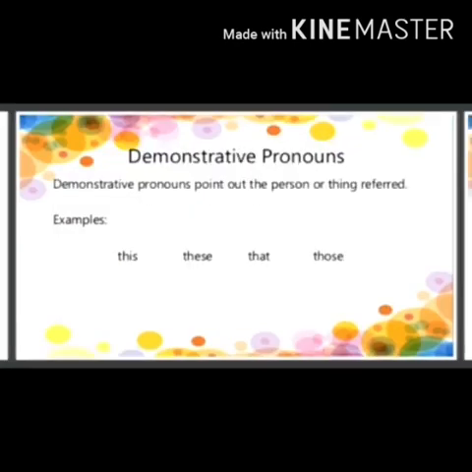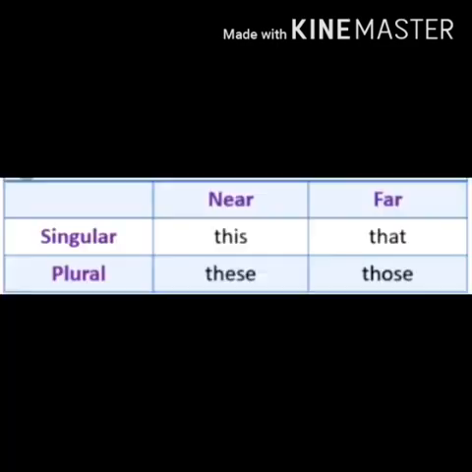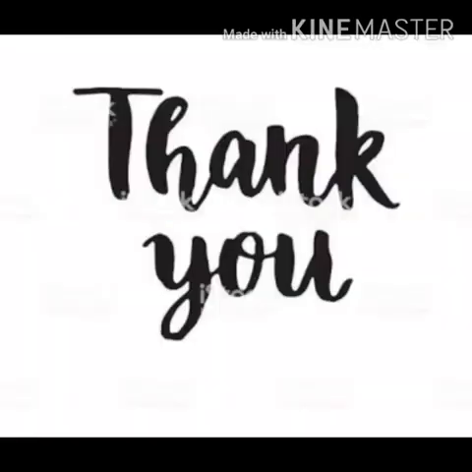Next, demonstrative pronouns. Demonstrative pronouns are words that are used to point out people or things they stand for. For example, this is my book. So here, this is a demonstrative pronoun. Children, in case of singular, we use this and that, but in case of plural, we use these and those. Now children, you have to do the exercises based on these topics given in your book.